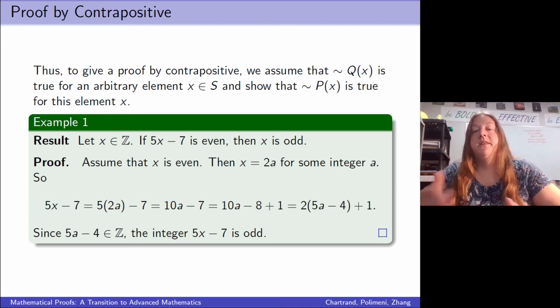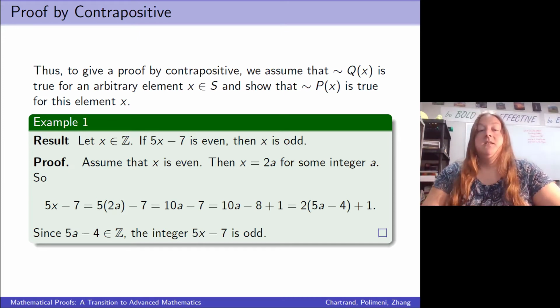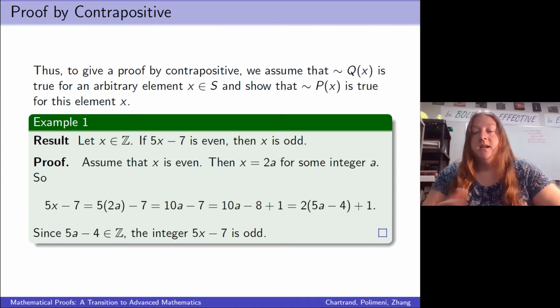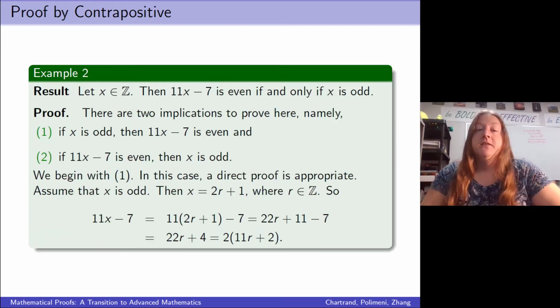So we're going to assume that x is even. So we have x is equal to 2a for some integer a. Now we can plug that into 5x minus 7, and we can do some manipulation, and we end up finding out that we have 2 times 5a minus 4, plus 1. And 5a minus 4, a was an integer, so that's a combination of integers and an integer itself. Therefore, we have, by definition, that 5x minus 7 must also be odd. Hold on to this result, we're going to use it later, so I'll reference it back. Now let's take a look at another example.